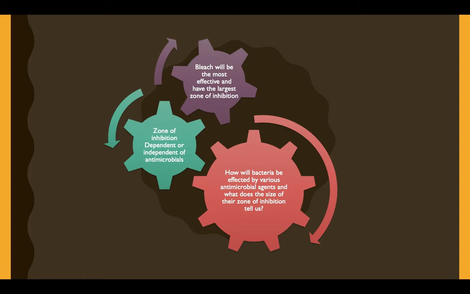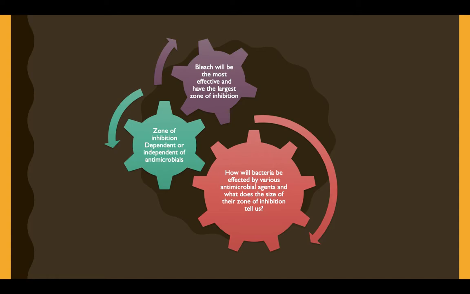Prior to the start of experiment 6, which again investigates the effect of antimicrobial agents on various bacteria, it was hypothesized that out of the 6 antimicrobial agents and 1 control, bleach would be the most effective and have the largest zone of inhibition against the bacteria. And this thinking was due to the knowledge of the characteristics of household bleach and its use in disinfecting.